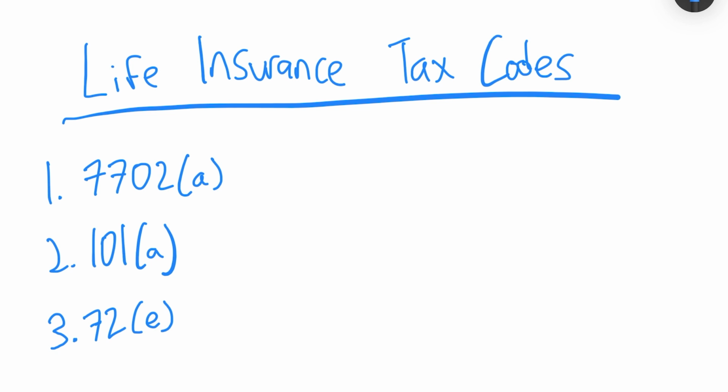So the first tax code I'm going to go over is 7702A. Basically, what this part of the tax code talks about is a rule that limits how much you can put into a life insurance policy so that it does not turn into what's called a MEC, or a modified endowment contract. So for 7702A, we'll call this the MEC test.